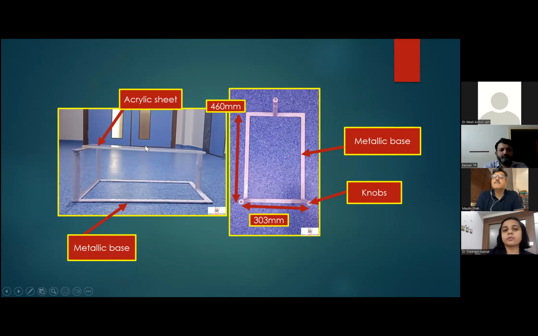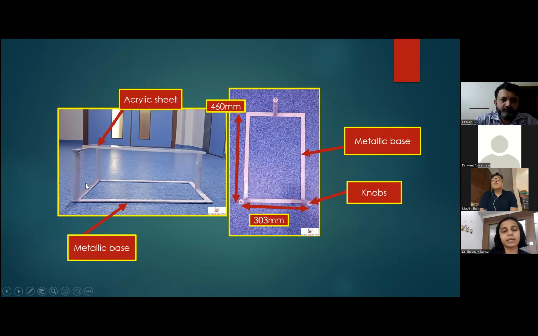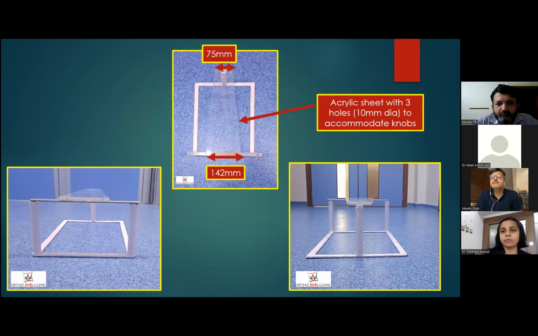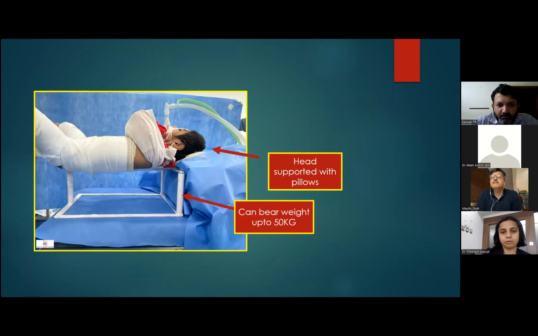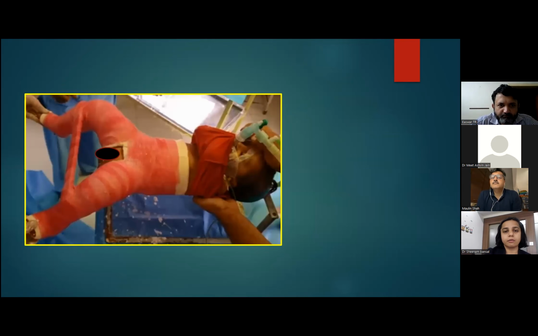This hip Spika table has two parts. We can see here an acrylic sheet and a metallic base. This metallic base has 3 bars over it, with 3 knobs to accommodate the acrylic sheet. The acrylic sheet has holes to accommodate the knobs over the metallic bars. We can see here the child with the head supported with pillows, and this Spika table can bear weight up to 50 kgs. This is a top view. We can see the child is comfortably placed over the hip Spika table.